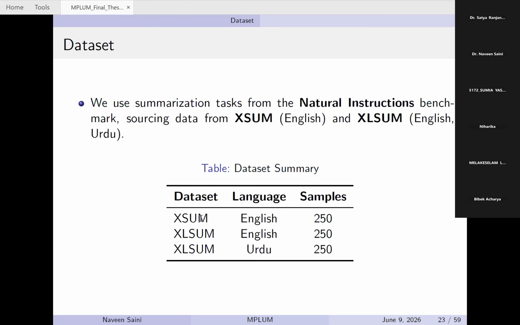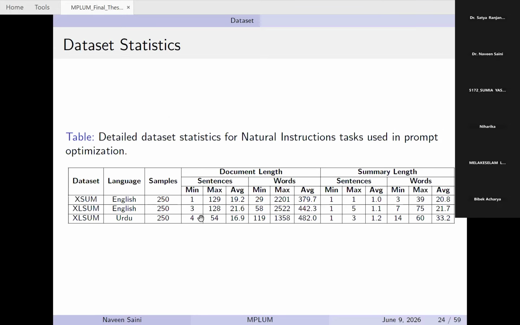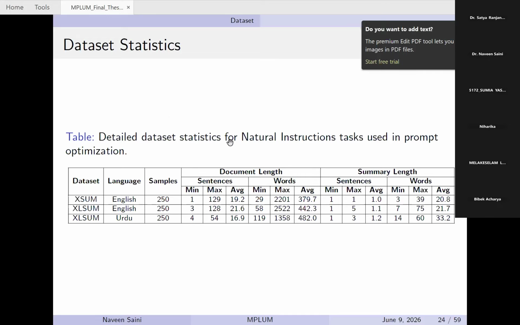Note that this framework is not supervised in nature. Supervised means it needs the label data for the training. However, for the evaluation, we are using the label data, but not for the training. That's why we have chosen only the 250 samples from every data set. We are not training anything. Now this is the data set statistics.